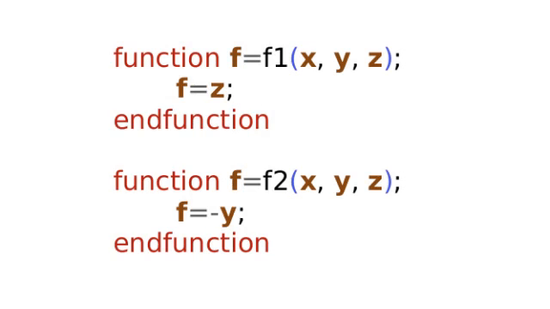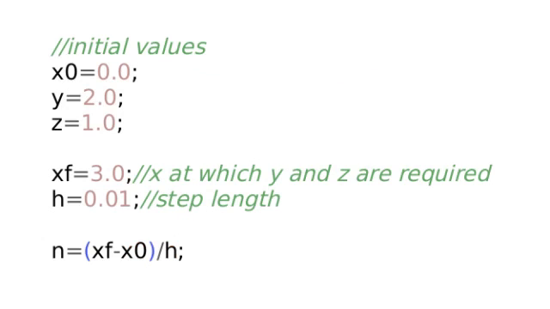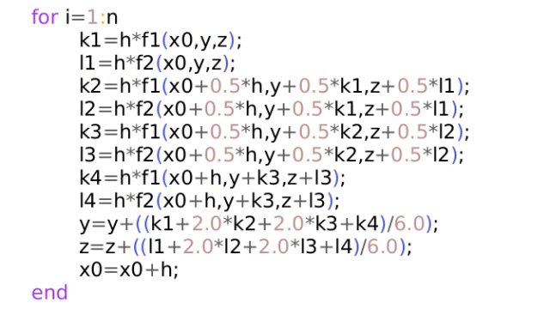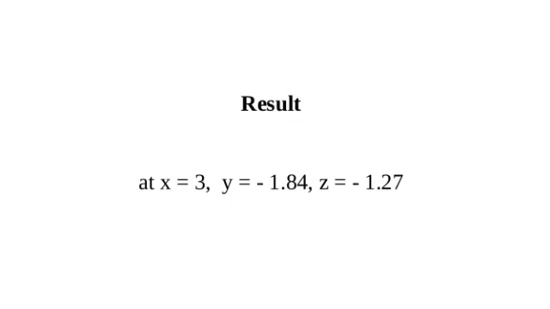These are the Scilab codes. First we define two functions for our two ordinary differential equations. Now you see the initial values, and how we find the step size. This is the iteration that we do, and here we use a for loop. This is the final result, as you can see on the screen.